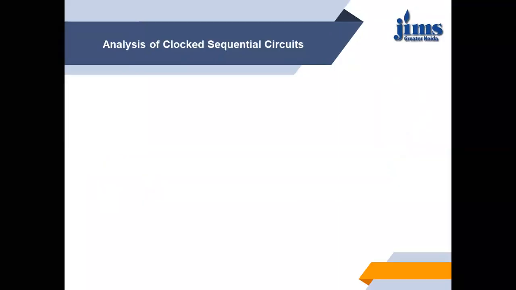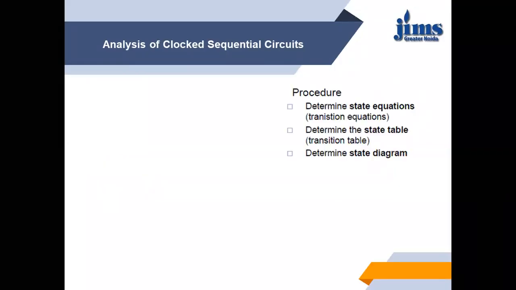Now the first part is the analysis of clocked sequential circuits. The process for the analysis is the same as we have done in the combinational part. First of all, determine the state equations from the given circuit diagram, which are known as transition equations. With the help of the transition equations, determine the state table, that is the transition table, and with the help of the transition table, draw the state diagram. So we are given this sequential circuit and we have to draw its state diagram. Now, with the help of an example, we are going to discuss how all this is accomplished.